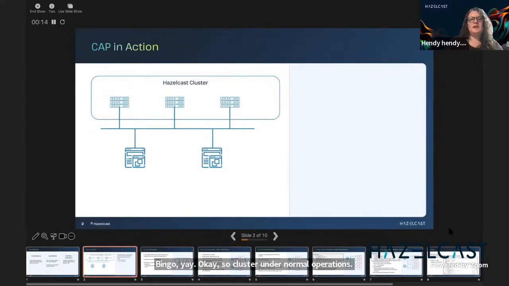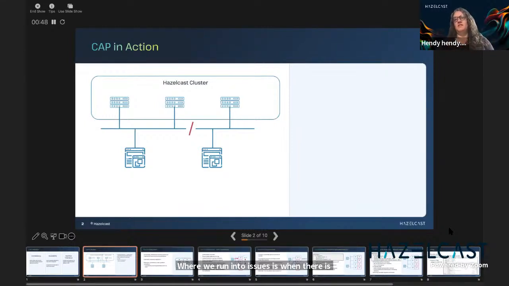So, cluster under normal operations, everything is fine. Both clients are communicating with the cluster. If client A tries to write something, the Hazelcast threading model is going to make sure that when client A writes the data, client B can't access that data until client A's write is complete. It's just because of the way that we do threading with our partitions. So under normal operations, we're going to be able to provide you with availability and consistency just inherently to the design of our system. Where we run into issues is when there is a partition in the cluster.